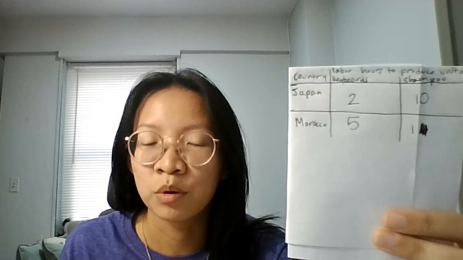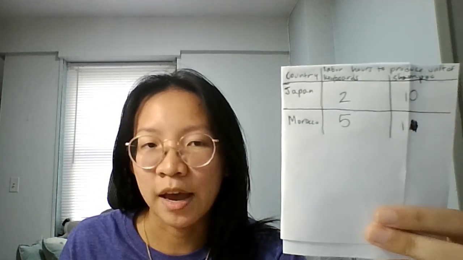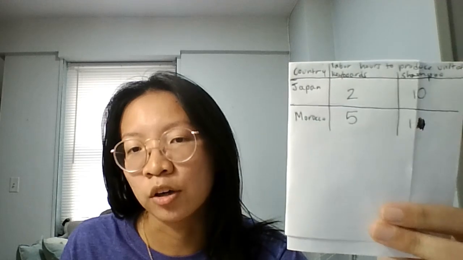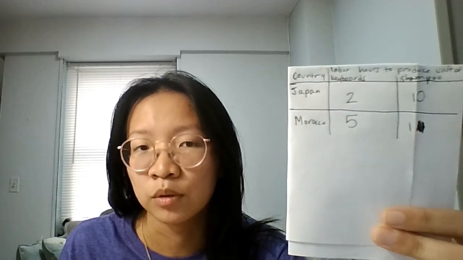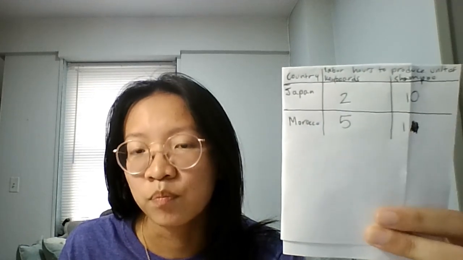Second thing is the phrase, terms of trade. That's essentially the comparative advantage thing, like who has the comparative advantage and how two parties will end up trading. Like in this example here with Japan and Morocco, their terms of trade would most likely be that Japan will make the keyboards, Morocco will make the shampoo, because they will be inputting less time into creating each product.